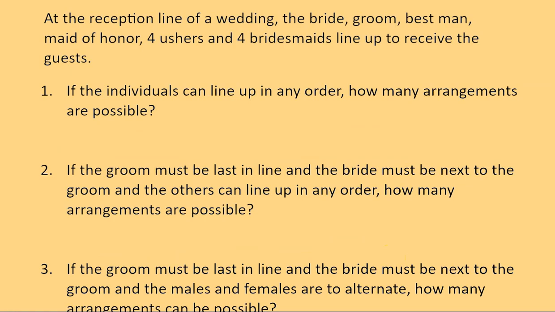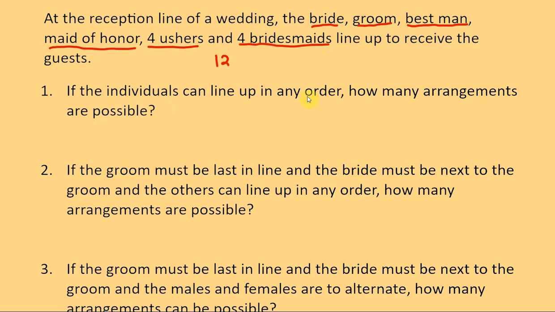First of all, we need to determine how many people there are in the wedding party. We have a bride, a groom, a best man, a maid of honor, 4 ushers, and 4 bridesmaids. So that's 1, 2, 3, 4. 4 more is 8, and 4 more is 12. So there's 12 people in the wedding party.